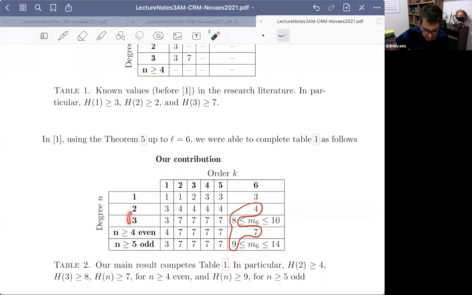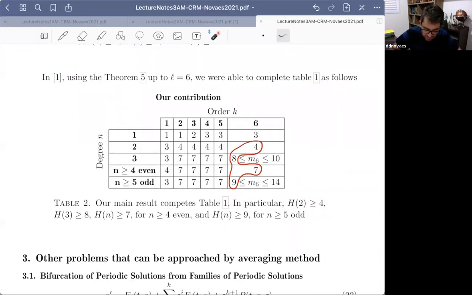For a cubic curve of discontinuity, we have at least 8 limit cycles. It was 7 until order 5, and in order 6 we were able to improve this number. For any even n greater than 4, we have 7, which is still the same number as the second order analysis, and for any odd n greater than 5, we obtained 9 limit cycles, and these 9 limit cycles appear in order 6.